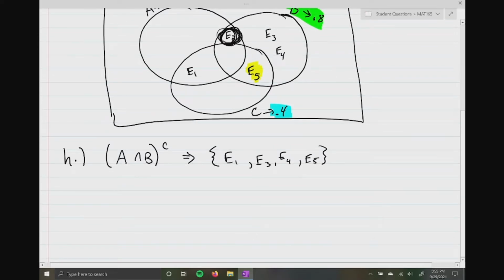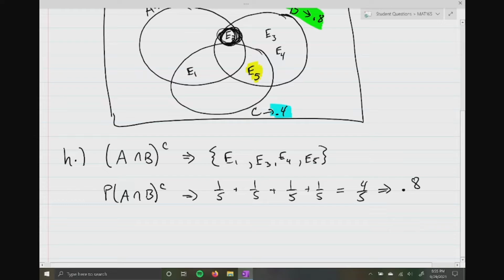Now you have 4 events. So the probability of A intersection B's complement is going to be 1/5, 1/5, 1/5, and 1/5, or 4/5, which is 0.8. All right, so that's the first question I wanted to go over.